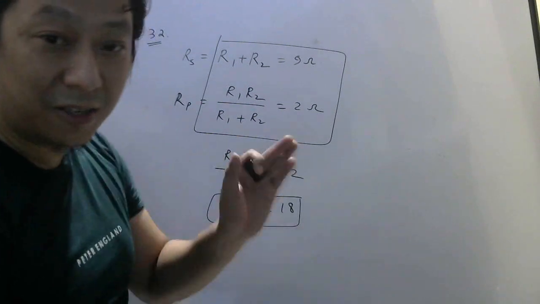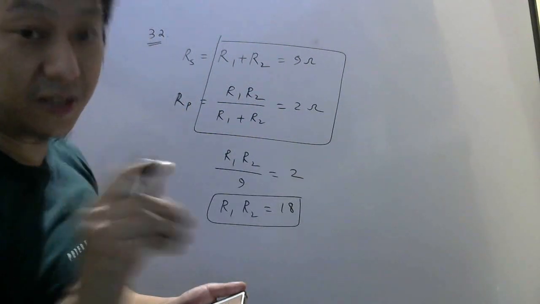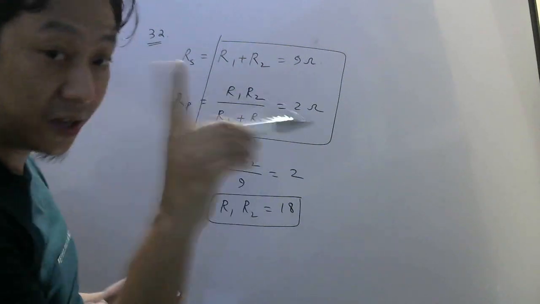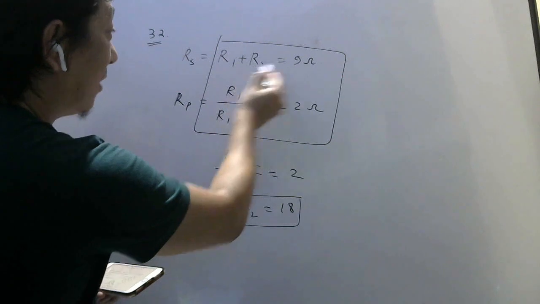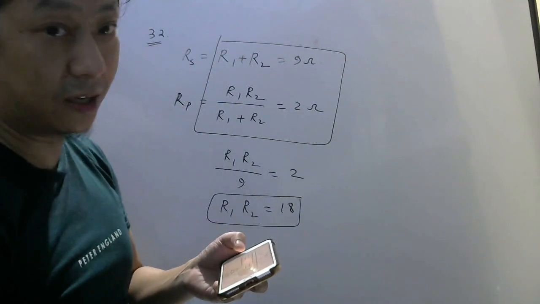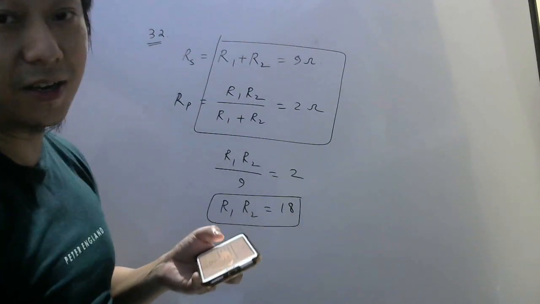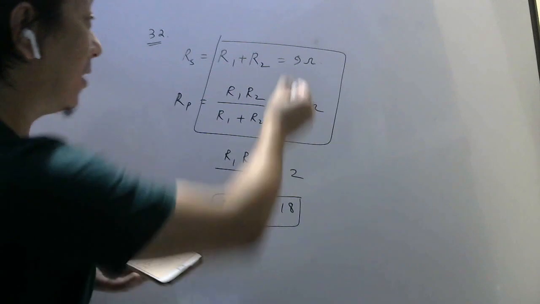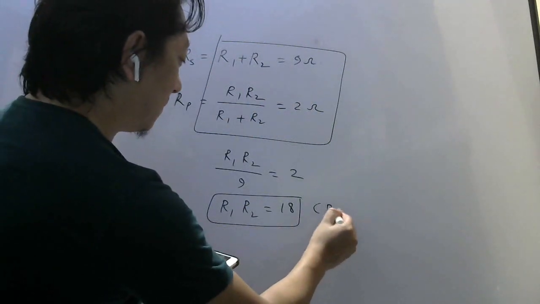Okay, so now instead of solving, let us just check the options. The options should be such that R1 and R2, when you multiply, you should get 18, and when you add, you should get 9. So 7 and 2 is not correct, because when you multiply 7 and 2, you will not get 18. 6 and 3 are correct. If you add 6 and 3, you will get 9. If you multiply, you will get 18. So option B.